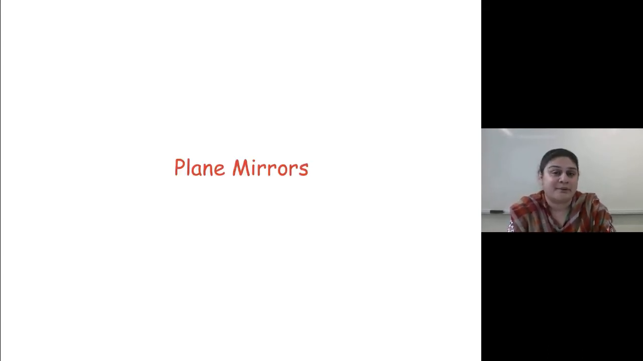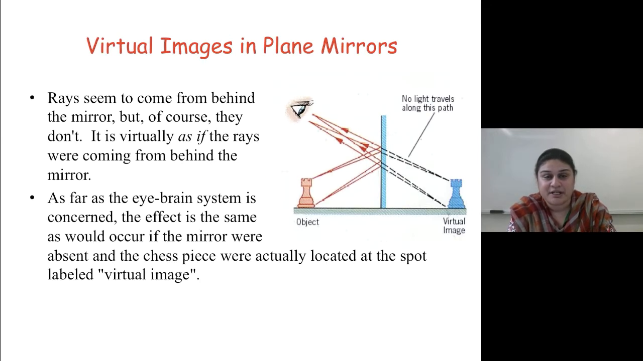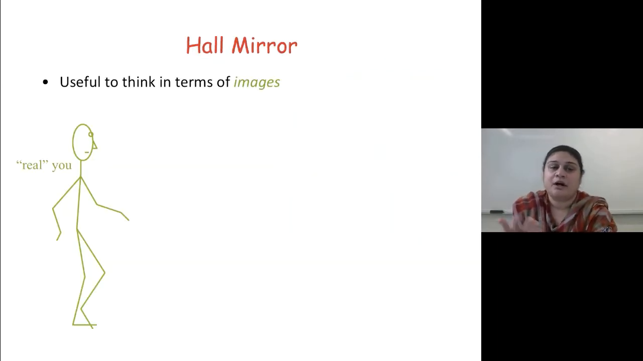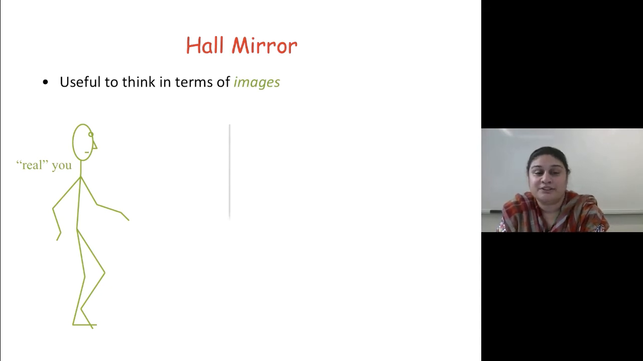Now let's talk a little bit about plane mirrors. Plane mirrors always give you virtual images. So for example, if you have this object here and you are looking at the reflection of this object through a mirror, you will feel like this object is actually here. So if there was something that was blocking the path here, what you will see is that the image is actually located here. So, half mirror, the real you with a mirror.